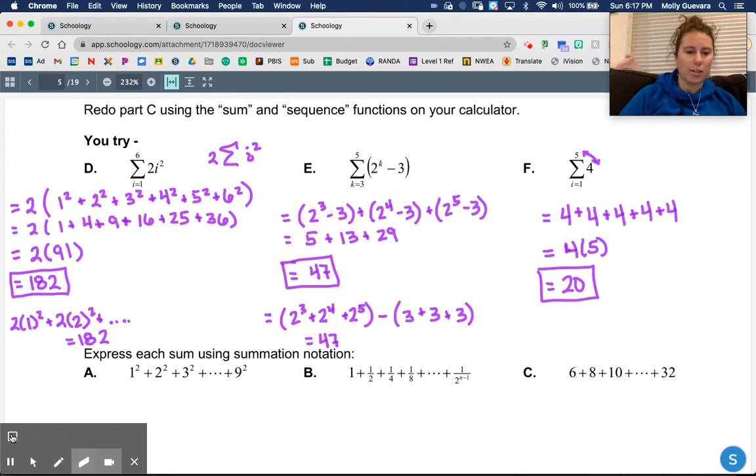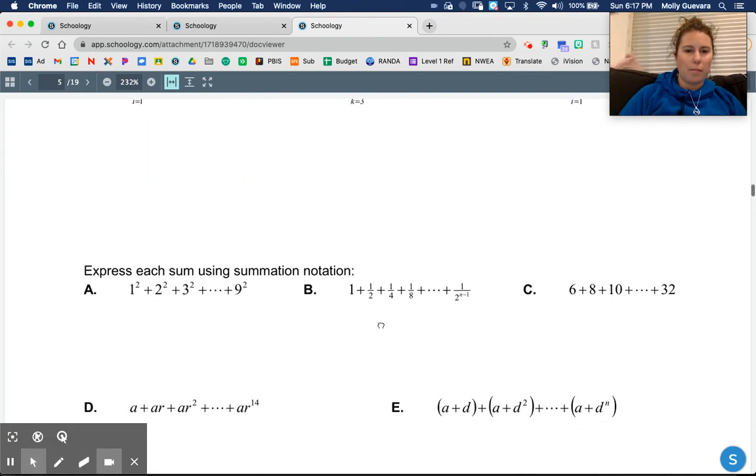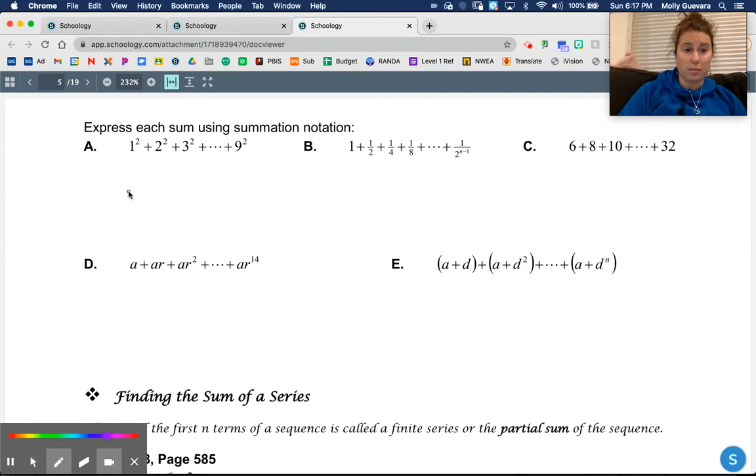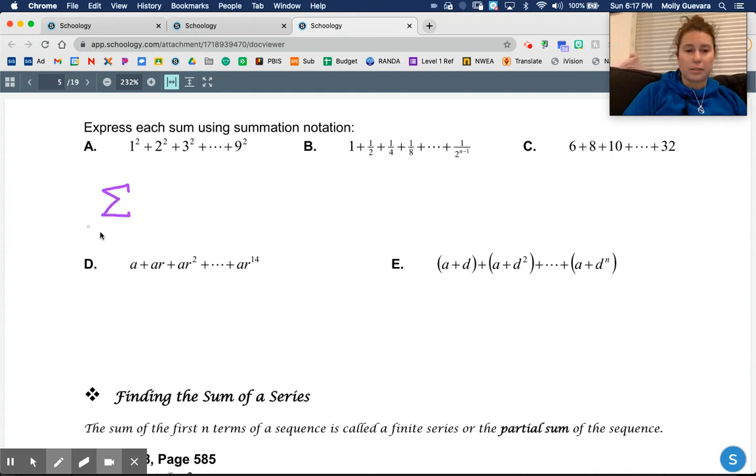What if I'm given the terms? If I'm given all the terms that are being added together, what does the summation look like? So now I'm trying to write the summation. So I can draw my sigma. And I need to figure out what is the equation, where am I starting, where am I ending? So I have to find the index, the upper limit, and the sequence.